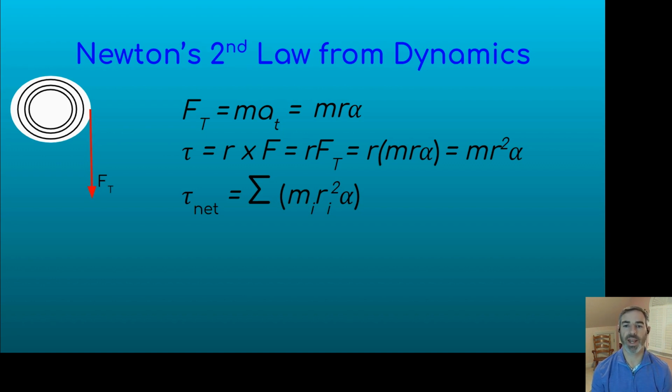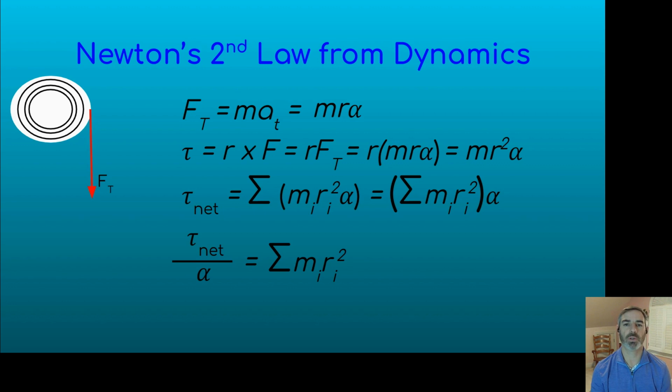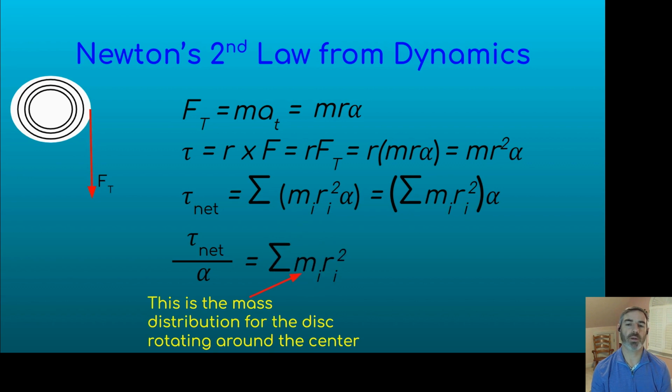So we end up with a net torque equal to the sum of all the individual masses times the individual radii squared times the angular acceleration. Now, the angular acceleration is a constant, so I don't have to use the constant in the sum part. I can take the constant out, divide by the constant, and get that the net torque divided by angular acceleration is equal to the sum of the individual masses times the individual radii squared. So that sum is showing how the mass is distributed around the center for that rotating object, in this case the disk. And that is called the rotational inertia or moment of inertia.